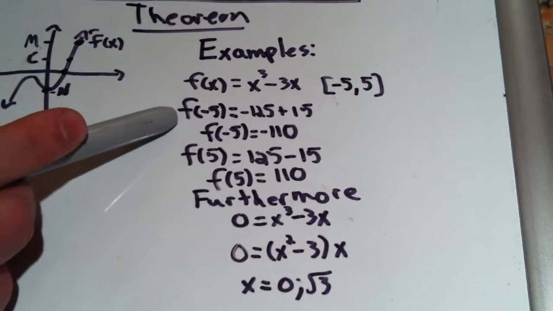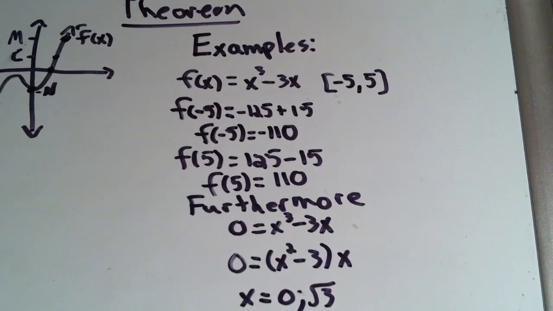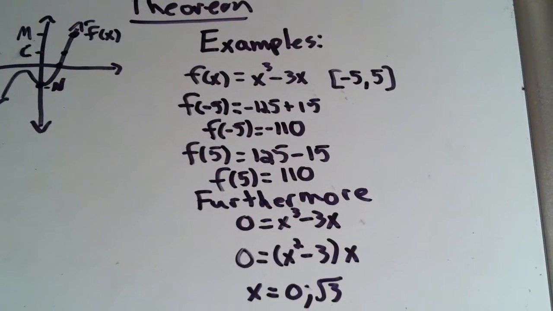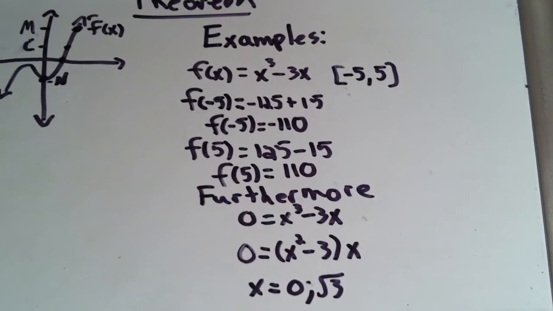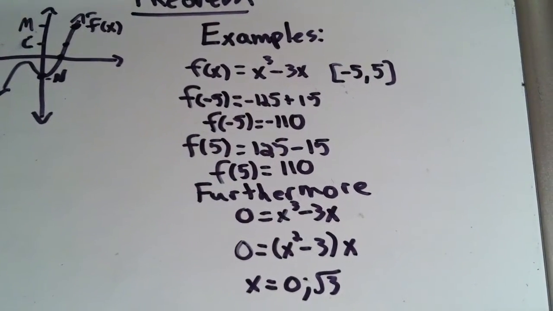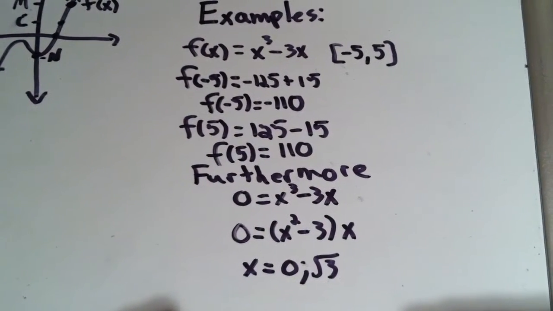Here you can see f at -5 equals -125 plus 15. We evaluate that to get f at -5 equals -110. Next we do the next endpoint. f at 5 equals 125 minus 15. f at 5 equals 110.